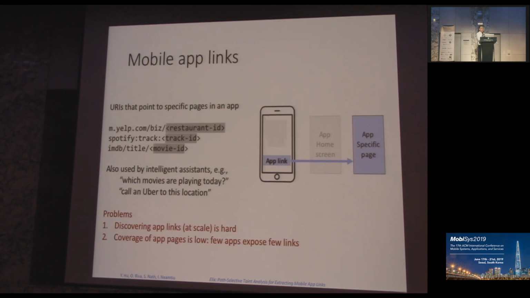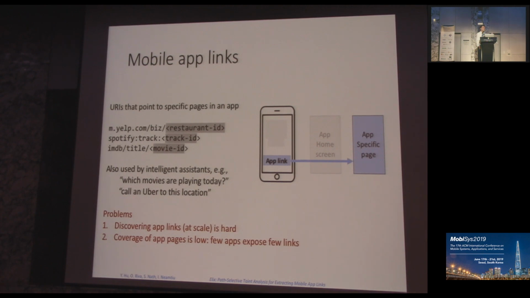So these are called mobile app links, URIs that point to specific pages in an app, and they help you land on a specific page, as I did in Yelp there. Or for instance, if you want to play a certain track on Spotify, you can use a link like that and tell the Spotify app, okay, I don't want to land on your homepage, I want to land directly on that track ID and play that track. The same thing for, let's say, IMDb, when you want to see details about the movie. And this is also the mechanism that's used by intelligent assistants to tell you which movies are playing, for instance. Or if you want to request an Uber to this location, the mechanism is the same.